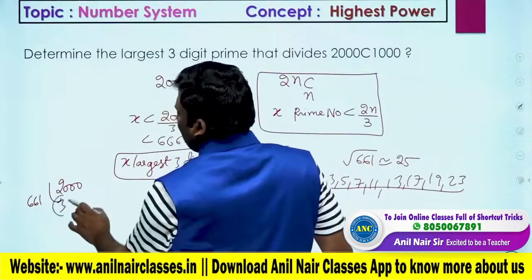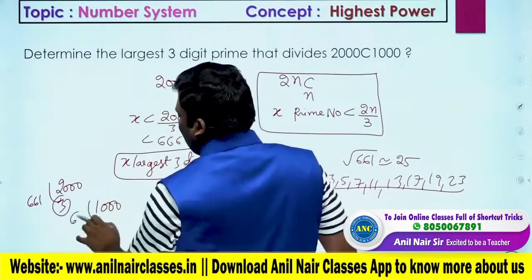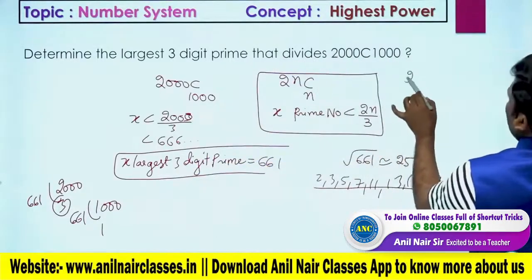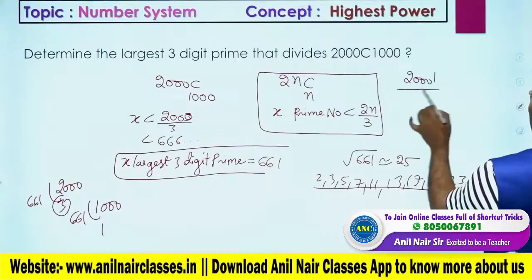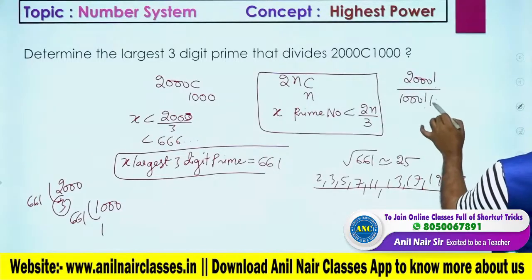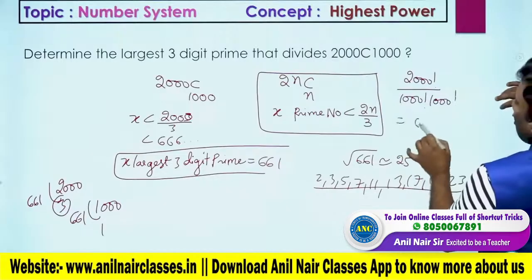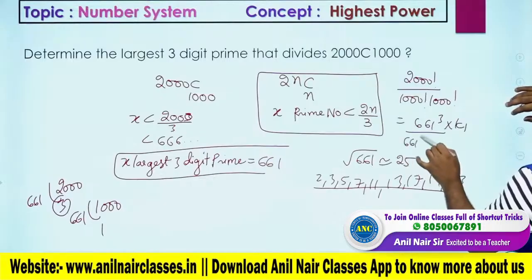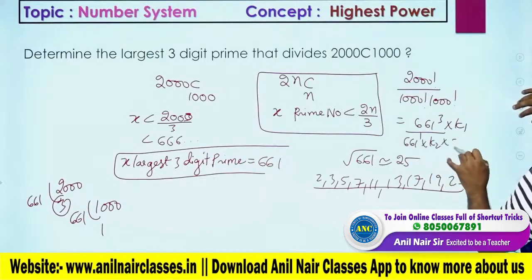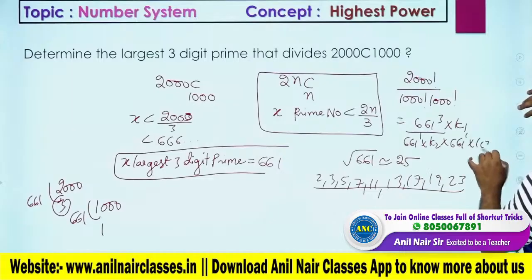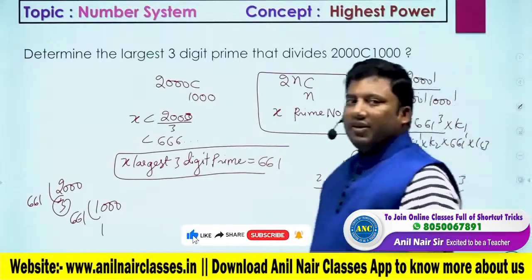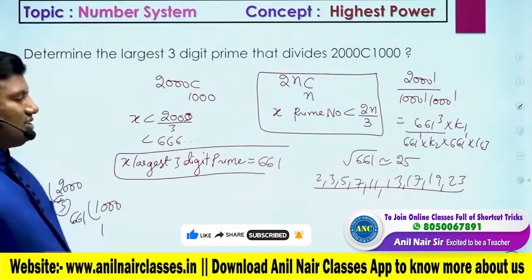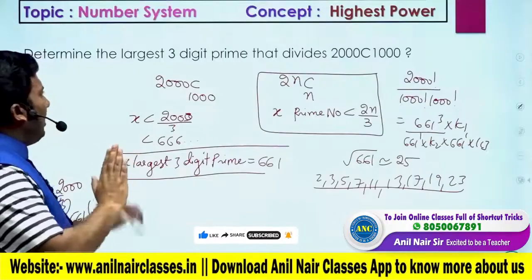3 times it will go. In 1000, how many times will it go? 1 time. So this is nothing but 2000 C 1000, which is 2000 factorial by 1000 factorial and 1000 factorial. So it is 661 power 3 into K1, 661 power 1 into K2, 661 power 1 into K3. So 661 power 3 divided by 661 square, another 661 will be left, another 661 will be left. I hope the idea is clear.